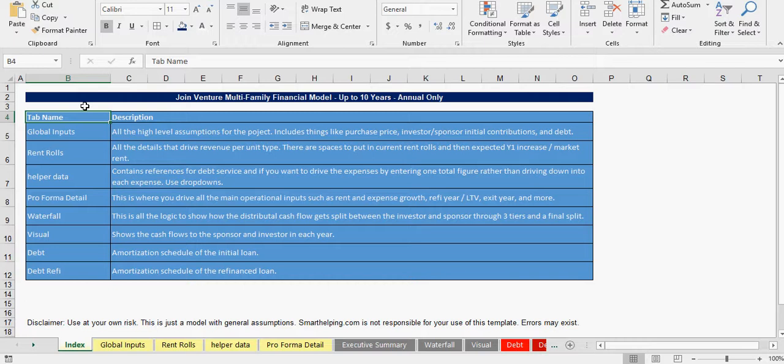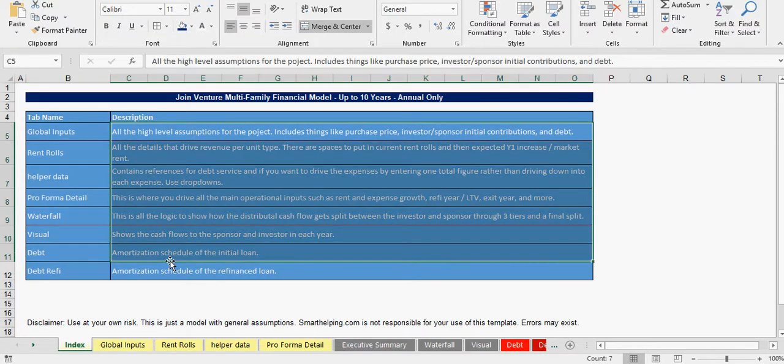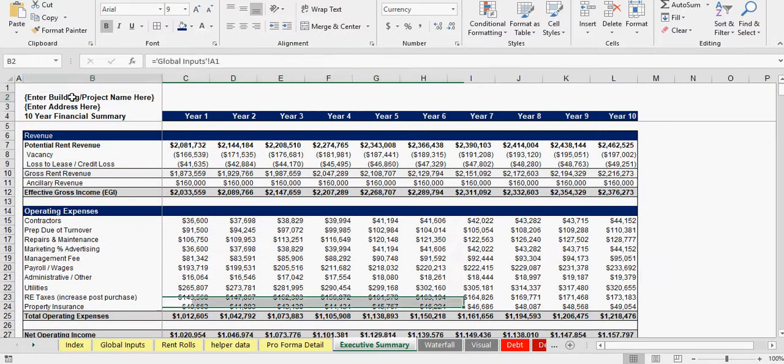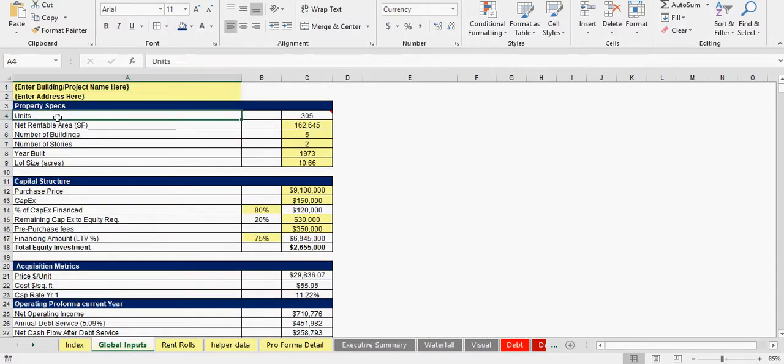First tab is just going to show you all the tab names and the description of each one. The next one is going to be your global assumptions. So, the building or project name up at the top, address, and that's going to flow over to the executive summary right here dynamically.